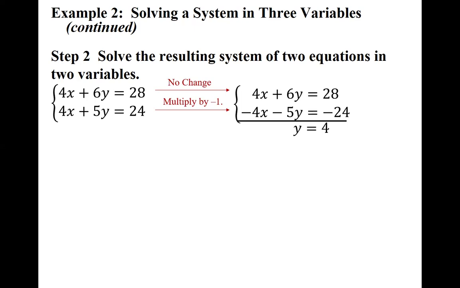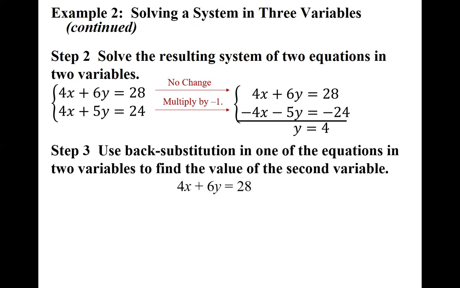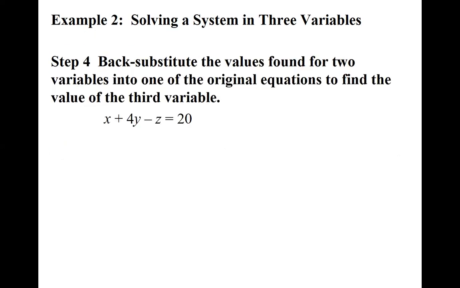Now that we know that y equals 4, we plug it into one of these equations. We have 4x plus 6y equals 28 here. Plug the 4 in for y. 4x plus 24 equals 28. Subtract 24 from both sides. 4x equals 4. Divide both sides by 4. x equals 1. Now we have x equals 1. We have y equals 4. Let's back substitute those into one of the originals. x plus 4y minus z equals 20.